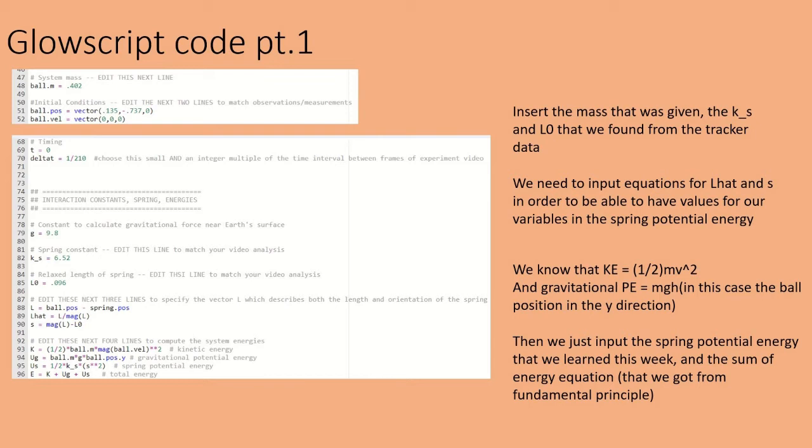Now, we know that kinetic energy is equal to 1/2 mv squared, so we just input that in. We got mgh for potential energy. In this case, the position will be h. And then we just input the spring potential energy equation that we learned this week, using the values we just found.